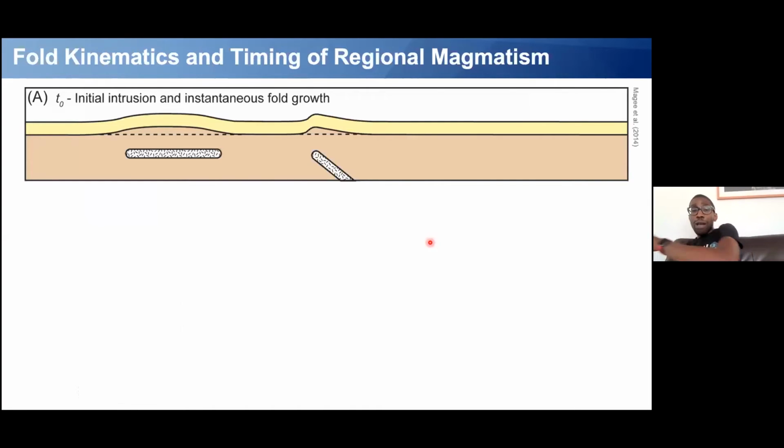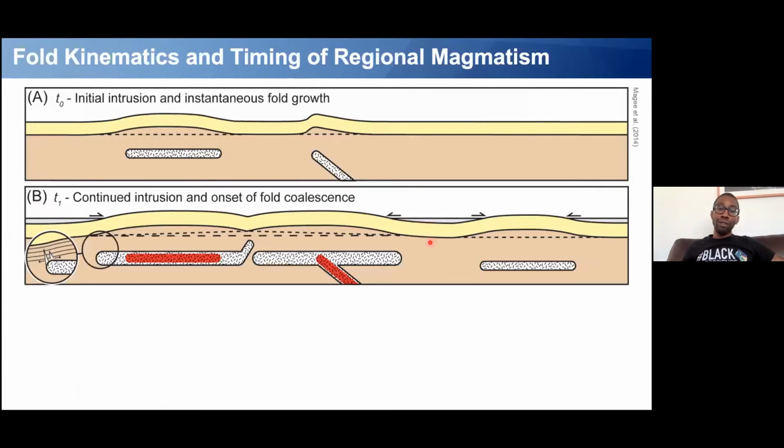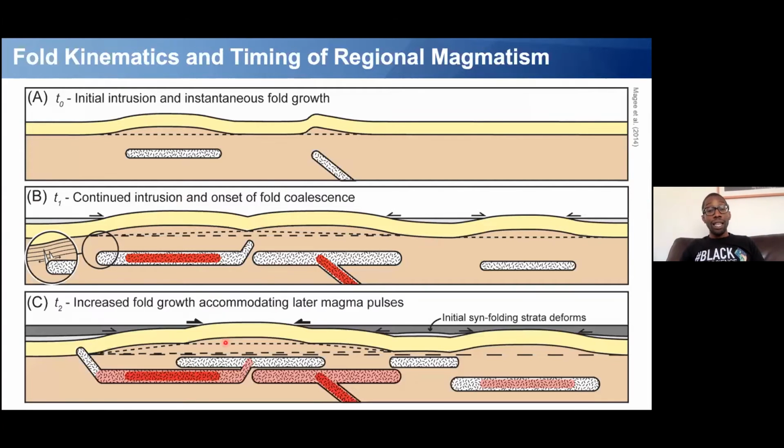to this model, whereby we have pulses of injection of magma leading to quite complex and protracted ground deformation. So we have initial flux of magma. We get folds growing above these initial injections, these initial intrusions. We then start to coalesce the folds. So they start to grow in amplitude, but also diameter. They start to coalesce to create these almost megafolds like you see in here.